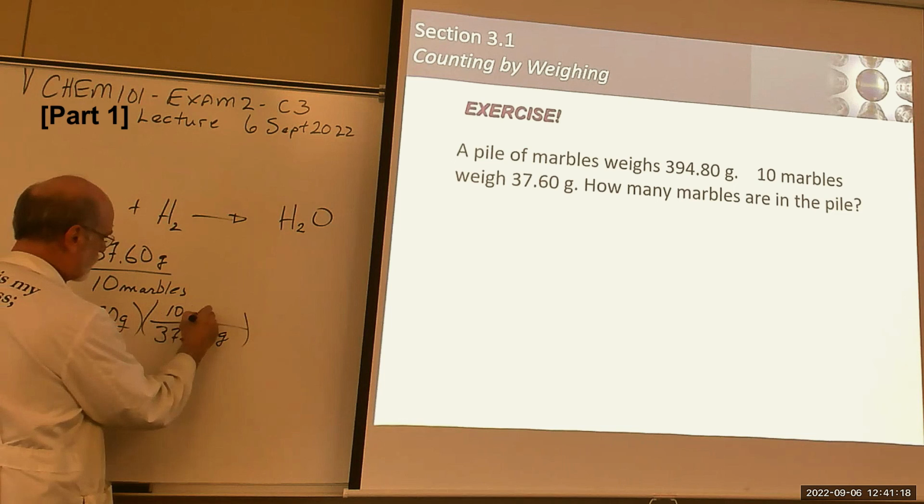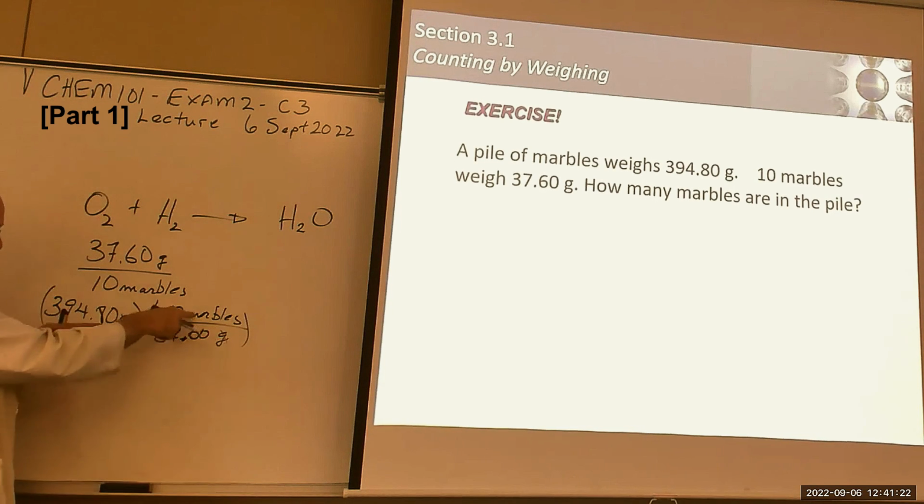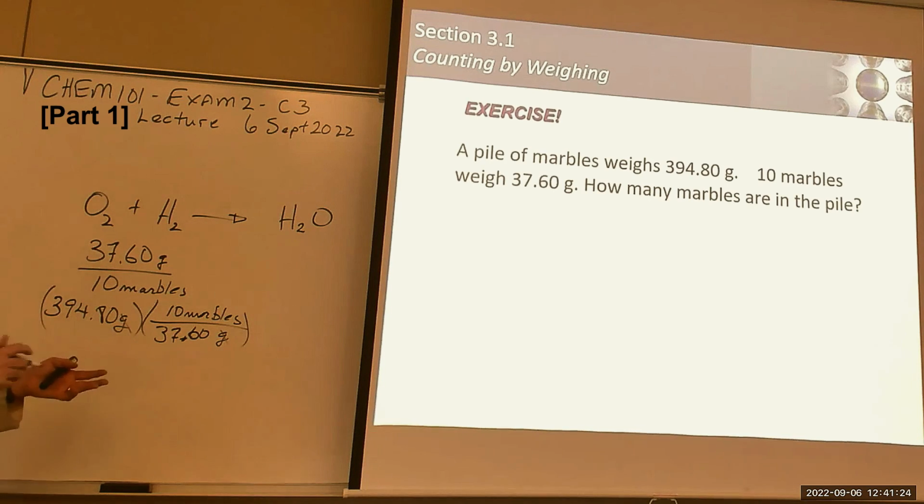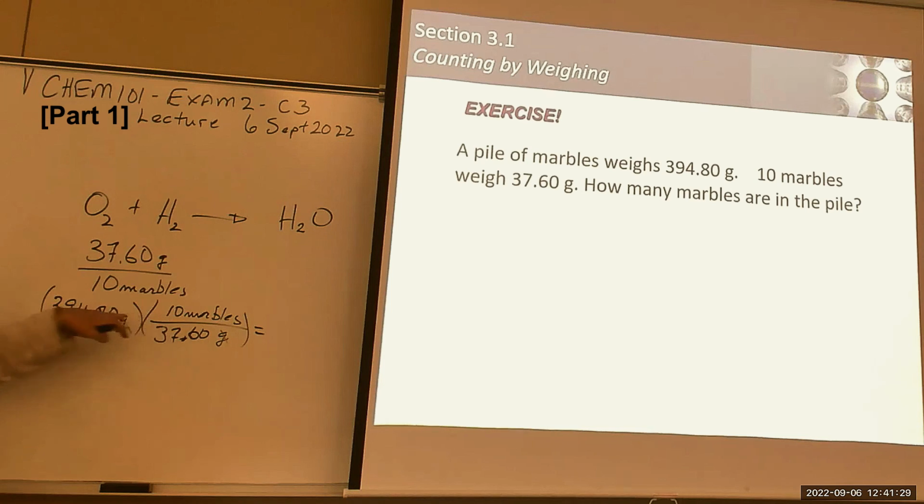And the marbles goes on top. That's perfect because the grams cancel and we're left with marbles. And that's what we wanted, the total number of marbles. So if we multiply 10 times this and divide by that value, we get the number of marbles to a pretty close approximation.